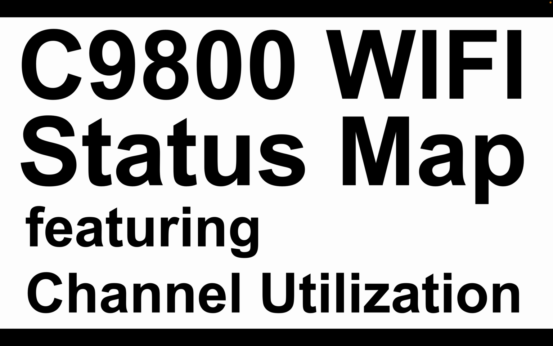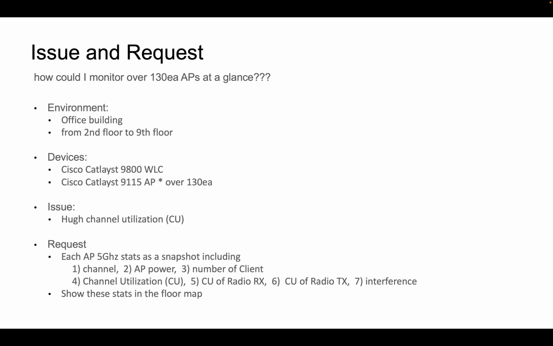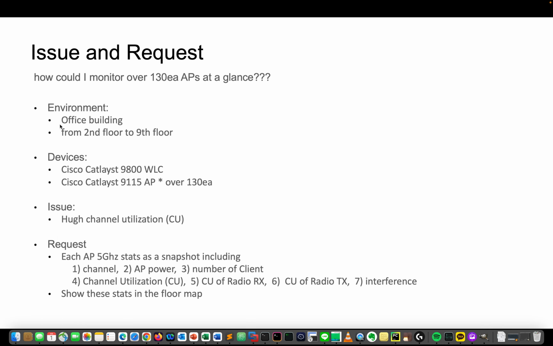Today I will tell you about the Cisco Catalyst 9800 Wi-Fi status map, especially featuring channel utilization. In the field, as an account SE, I have big Wi-Fi issues at a customer site. There was just one building, and from the second floor to the ninth floor, there were about 130 APs, access points.